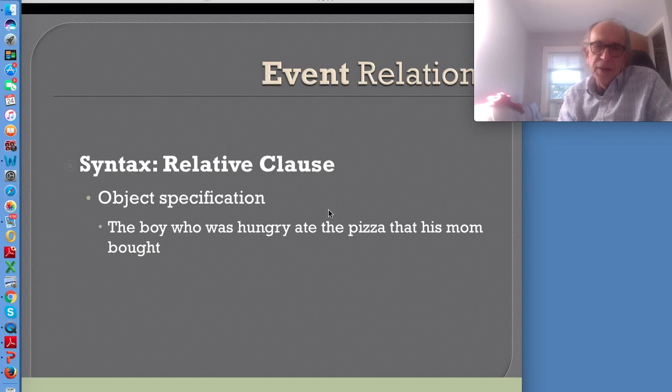So this is another event relation sentence, the last type, that is coded through relative clauses, and that conveys the meaning, object specification, that event relation meaning.